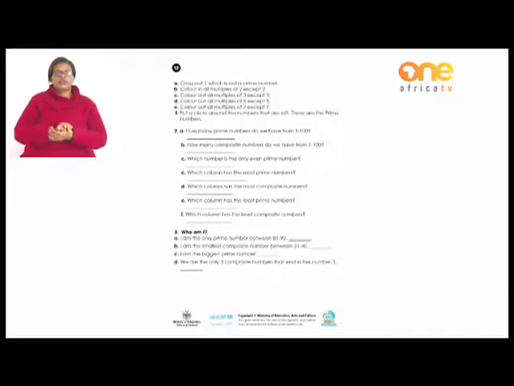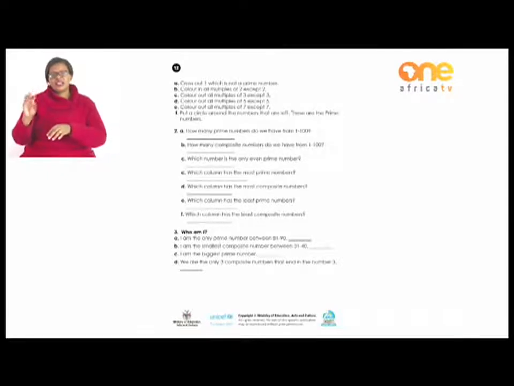Now, number 3 is who am I? This activity has to do with identifying the number. In other words, which number is speaking here? 3A, for example, will say, I am the only prime number between 81 and 90. So which number is that? Which number is speaking like that, saying that I am the only prime number between 81 and 90?